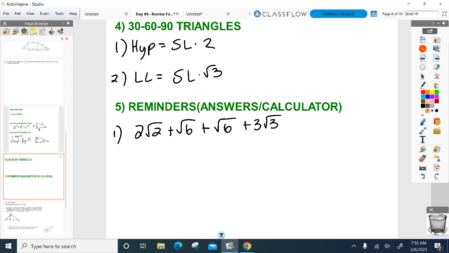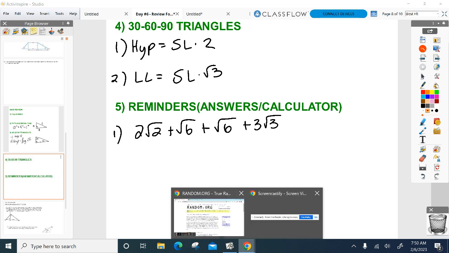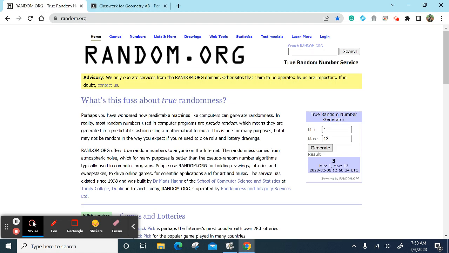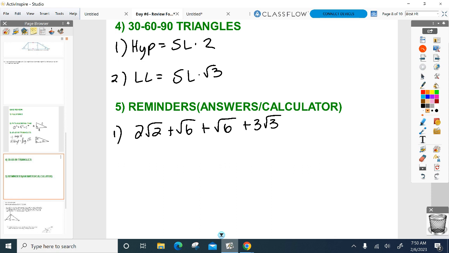What can you combine up there? You can't combine all of them, because what's underneath is not all the same. But what can you combine up here? 2 radical 6s. Yep. So 2 radical 2 plus 2 radical 6 plus 3 radical 3 would be my final answer.